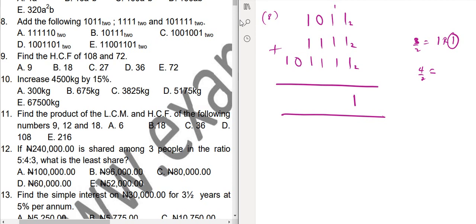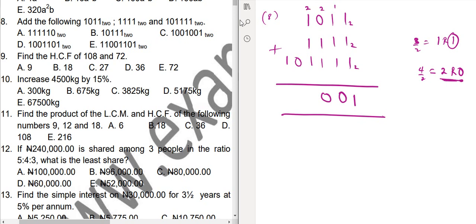4 over 2, 2 remainder 0. So write down the remainder, which is 0. Carry this 2 here, right? 2 plus 0 plus 1 plus 1 is 4. What is 4 in base 2? 2 remainder 0. So write down the remainder, which is 0, and carry the 2 again, right?